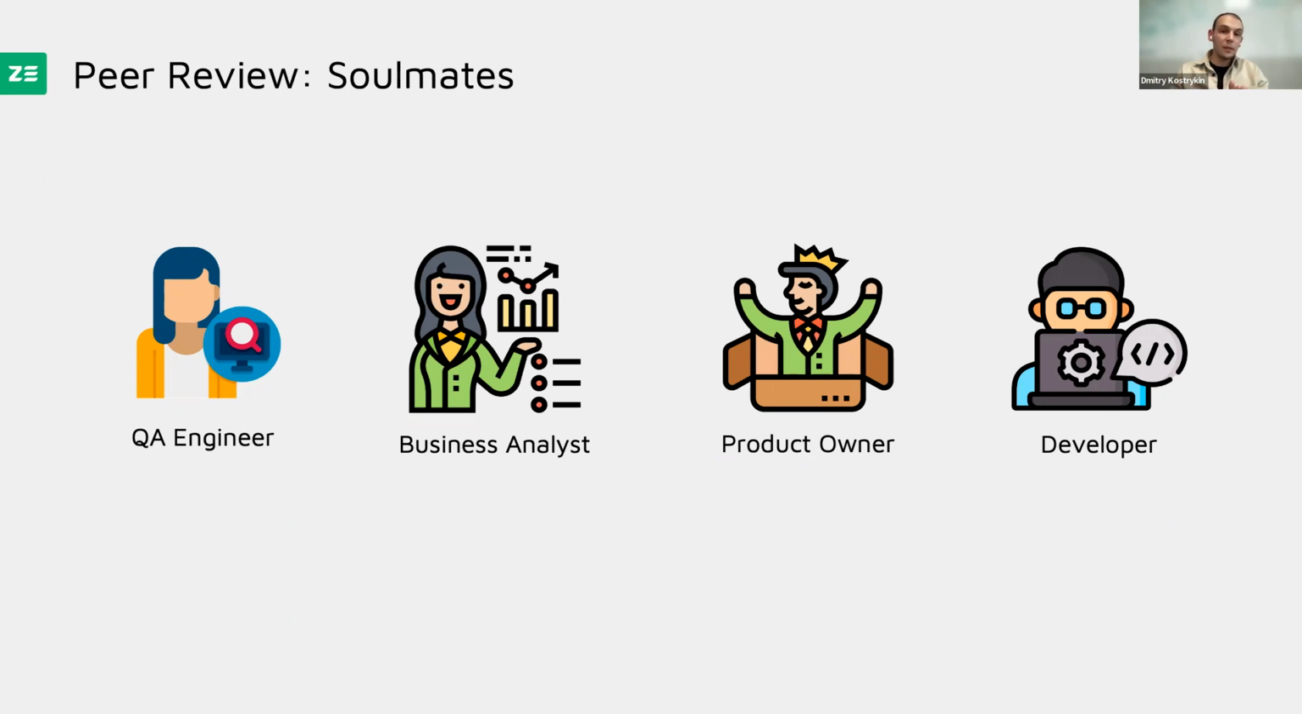And last but not least, it's product owner. Product owner might do a peer review from business perspective, so he might be focused on whether your QA documentation meets the business needs.